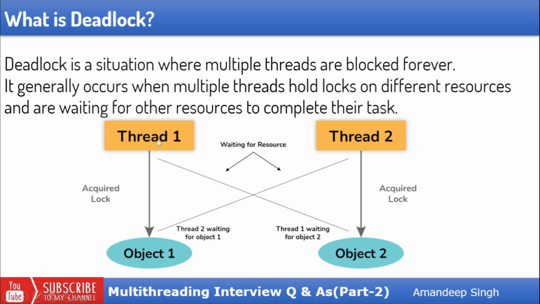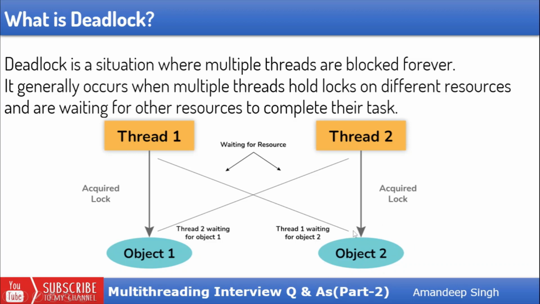Here you can see thread 1 has already acquired a lock on object 1 or resource 1, and at the same time thread 2 has also acquired a lock on object 2 or resource 2. But to make further progress, thread 1 requires a lock on object 2 as well. It will try to acquire the lock on object 2, but as thread 2 already has the lock on object 2, thread 1 will be blocked. It will be blocked indefinitely until thread 2 releases this lock.